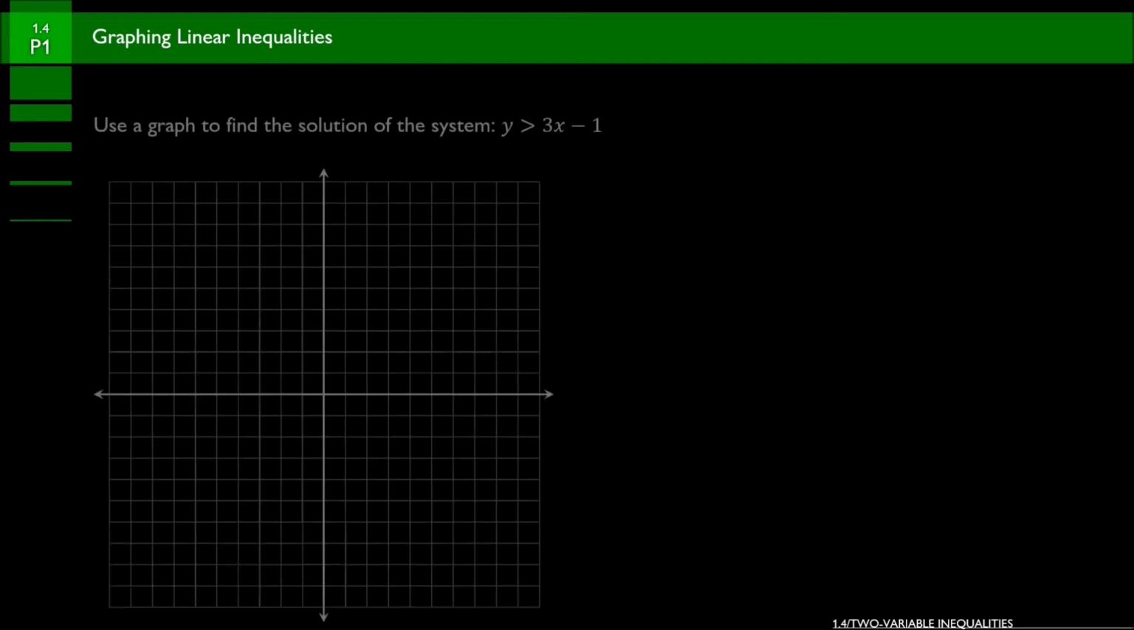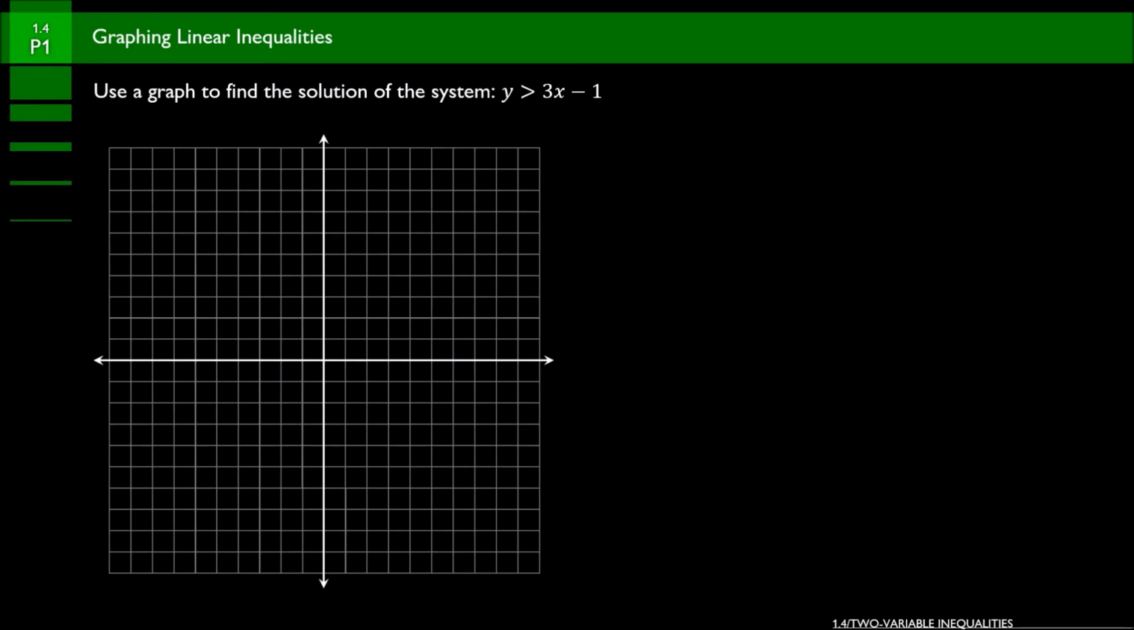The first problem that we've got here involves graphing a linear inequality. So we're going to use a graph to find the solution of the system y is greater than 3x minus 1. With inequalities, the first couple of steps are just like equations. We're going to identify the y-intercept, which is -1, and put a point there. Then we've got a slope of 3, so up 3 and right 1.